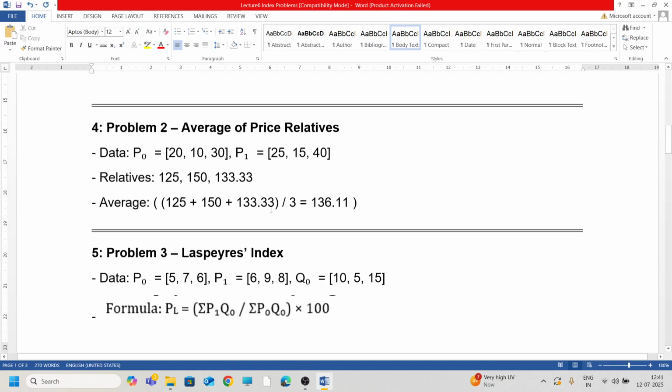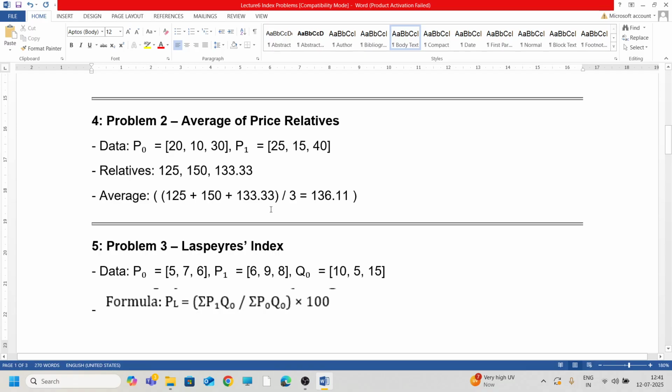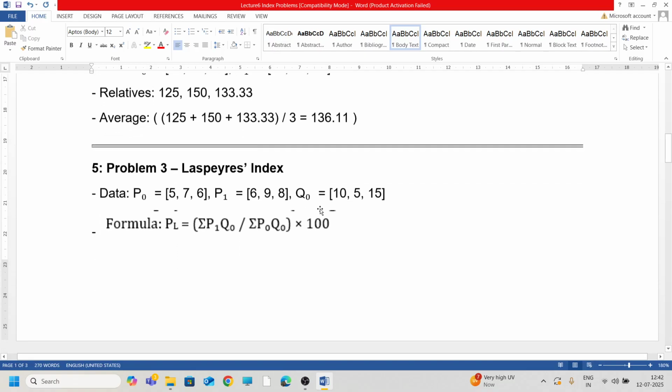Second, average of price relative. Using the simple average of price relative method, we get price relatives of 125, 150 and 133.33. The average index is 136.11. Just you can add and divide by 3, average price relative.